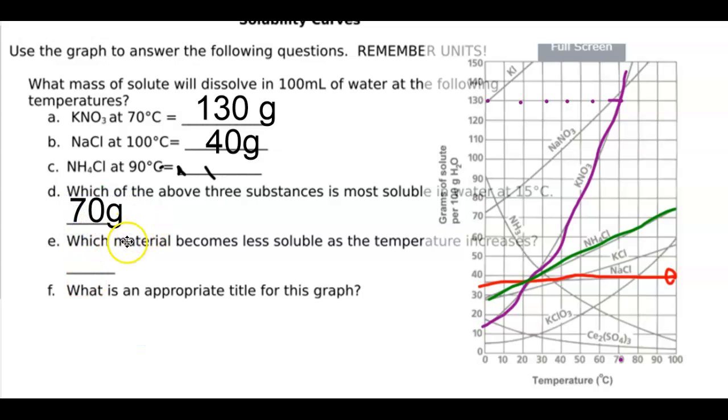temperature. Which material becomes less soluble? To find that, we're going to look for any material that decreases. In other words, the curve goes down. I see a couple of answers. NH3, Ce2(SO4)3. So those two are great answers. What's an appropriate title for this graph? This is a solubility graph. It tells you how much material will dissolve at given temperatures.